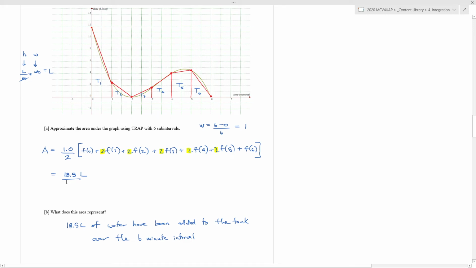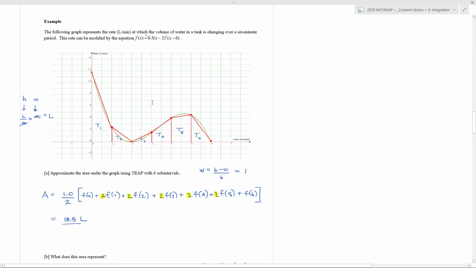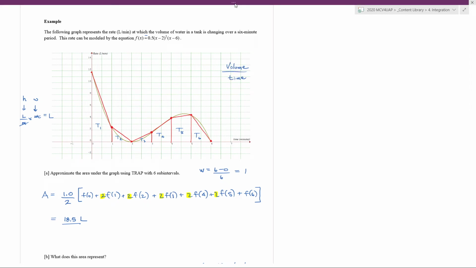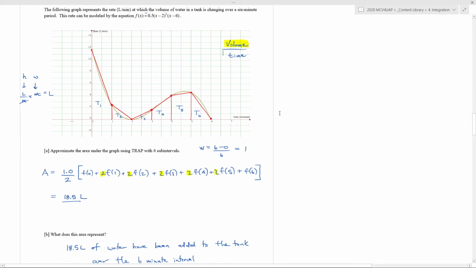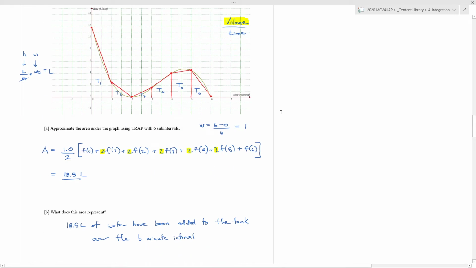So again, I've got a rate graph which represents volume per unit time, and when I find the area under that rate graph, it will give me the change in volume. So the approximation for the change in volume is 18.5 liters. So 18.5 liters of water has been added to the tank. Any questions on that?